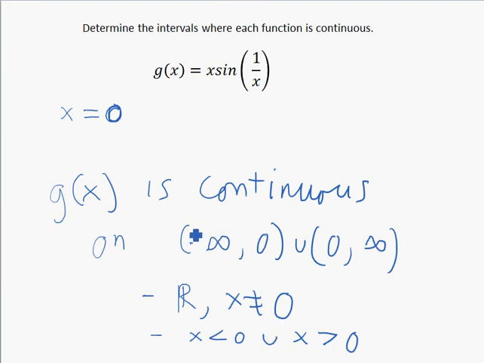Either one of these would be fine to write where this thing's continuous. Basically, you're saying that it's continuous everywhere except for 0. So x cannot be 0, continuous everywhere else.